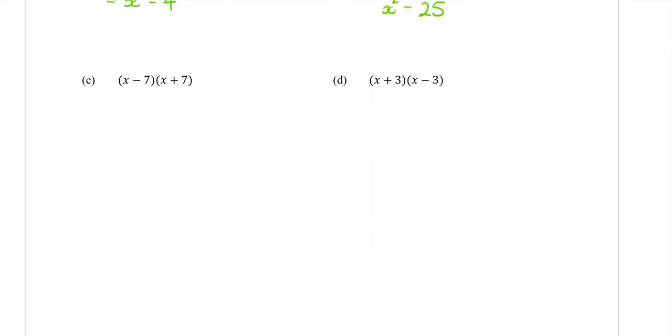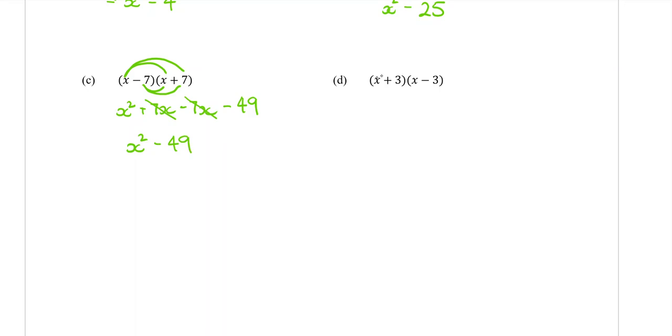Next one. So we're doing x times x is x squared. X times 7, a positive 7, so plus 7x. Minus 7 times x is minus 7x. Minus 7 times 7 is negative 49. Middle ones cancel out. And we get x squared minus 49.